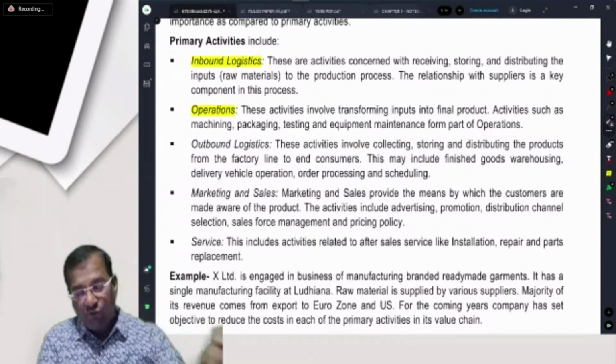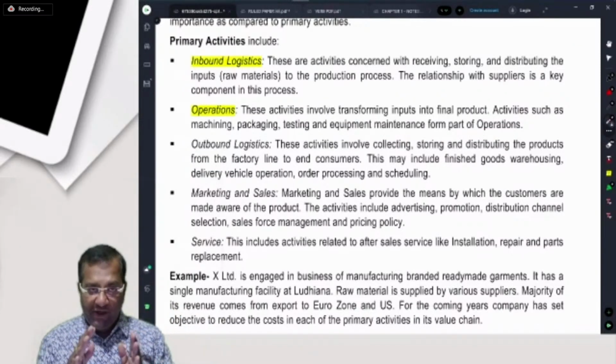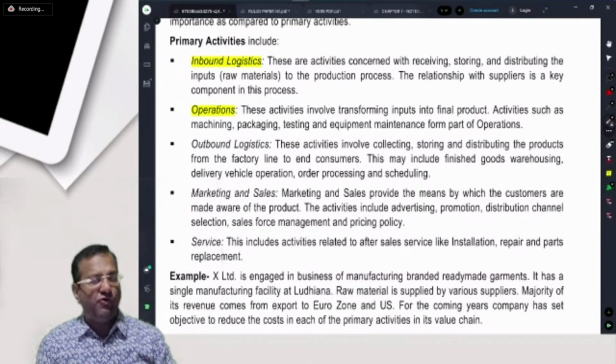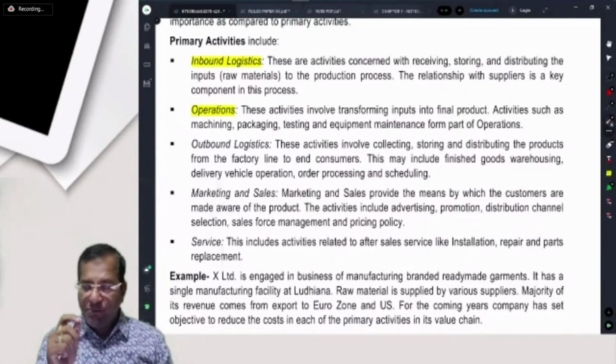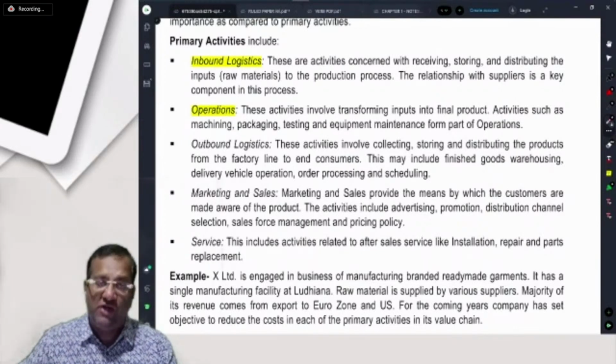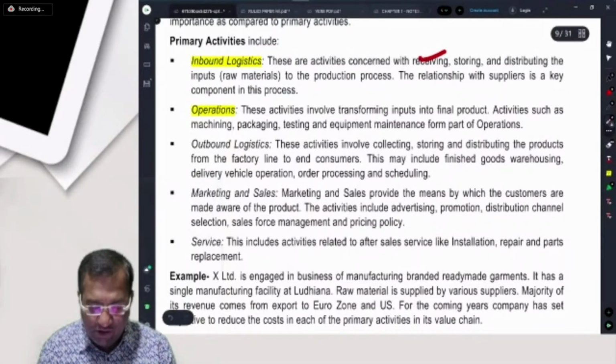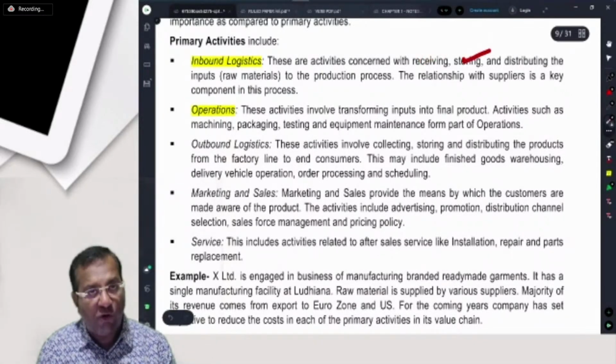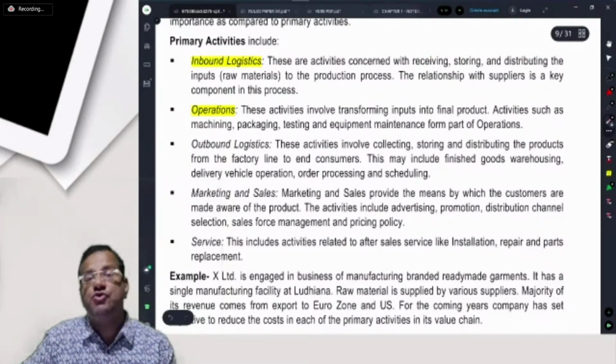These examples are very important, beta, because a case study is not possible in this value chain analysis, but a case scenario can be asked, in which you should be very clear about the activities involved in each of the primary activities. In the first activity, inbound logistic, there are 3 activities.